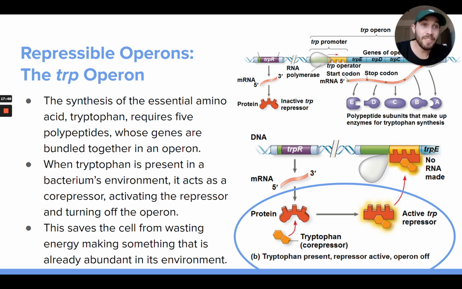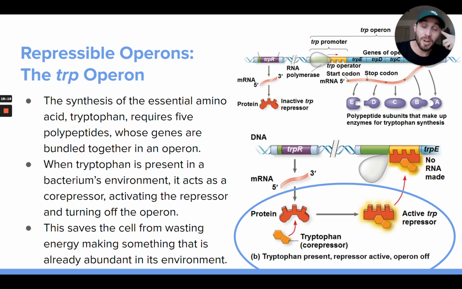And in this specific situation, the corepressor is tryptophan. Tryptophan, the molecule that is being made by these genes, is actually the corepressor. So these genes code for proteins that build tryptophan, and tryptophan is the corepressor that causes these genes to turn off, which at first seems counterproductive. Why would the thing we're making be the thing that turns off these genes?